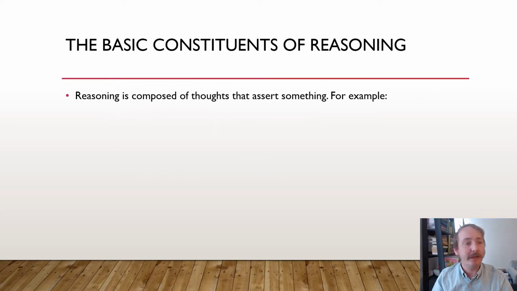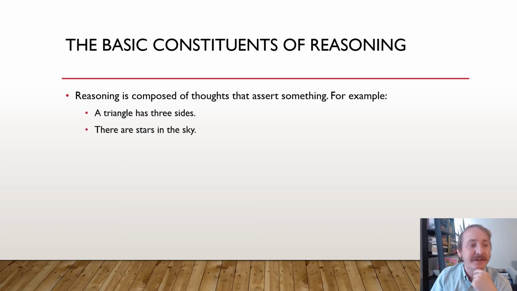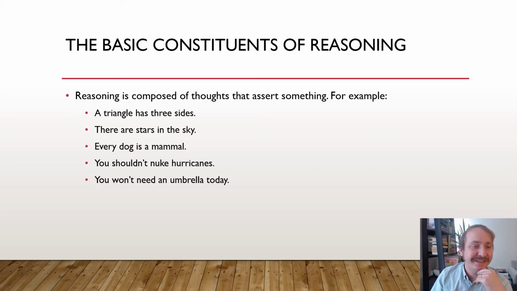We're going to start with the basic constituents of reasoning. So first of all, reasoning is composed of thoughts that assert something. So here are a few examples of thoughts that assert something. A triangle has 3 sides. There are stars in the sky. Every dog is a mammal. You shouldn't nuke hurricanes. You won't need an umbrella today.